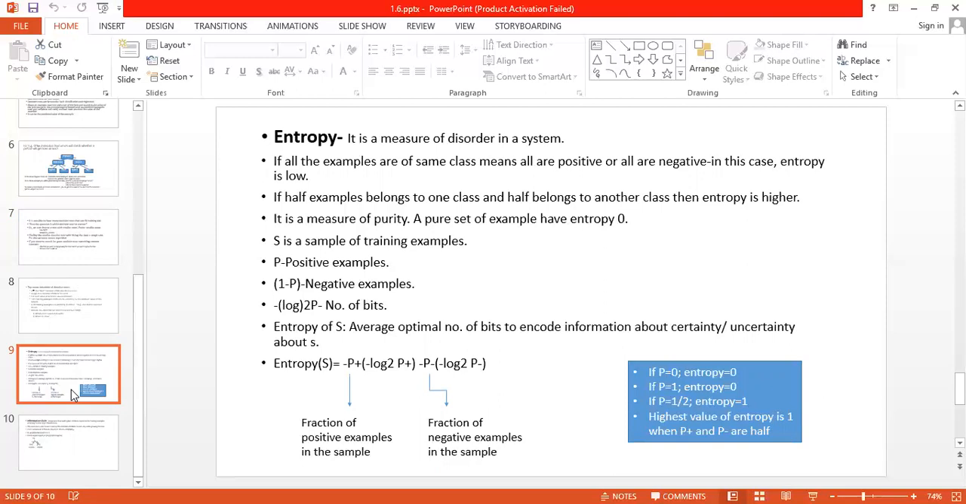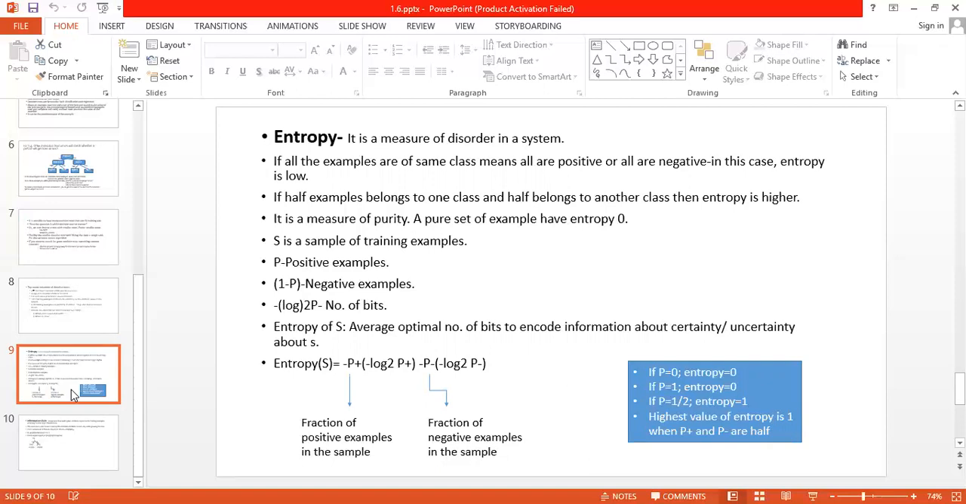Now, S is the sample of training examples. P are the positive examples. 1 minus P are the negative examples. That means P plus 1 minus P will be the S. Minus log to the base 2 P is the number of bits. Then how to calculate the entropy of S? S is the sample of training examples. So entropy of S is the average optimal number of bits to encode information about certainty or uncertainty about S.